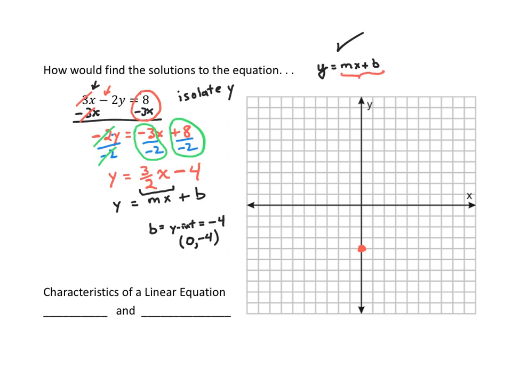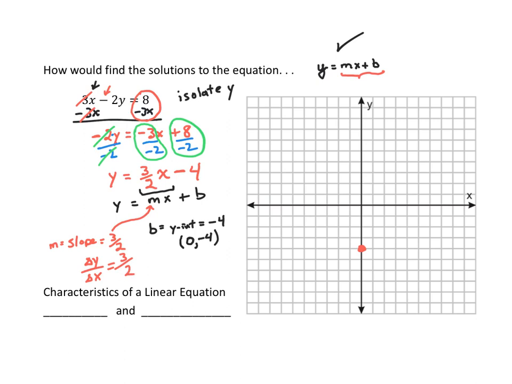Okay, the m number, remember that's how we're going to move to get to the next point. The change in y over change in x. So the slope, which is the m number, is 3/2. And you really want it to be a fraction because the top number is the change in y and the bottom number is the change in x. And it's positive. Remember, it was negative over negative, but we simplified that to positive 3/2. So the change in y is +3, the change in x is +2.